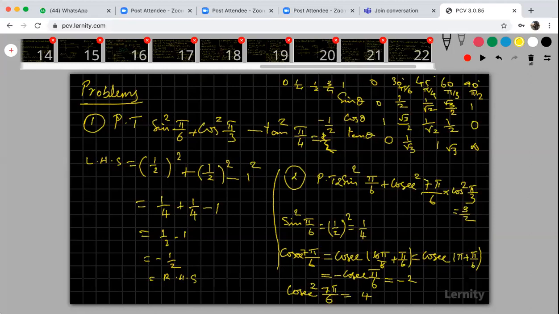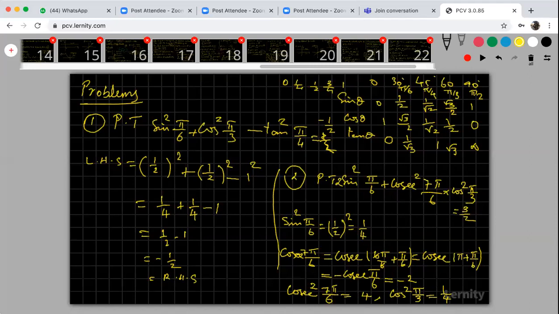Now come to the next one, cos square pi by 3. What is cos pi by 3? Cos pi by 3 is cos 60, and cos 60 value is 1 by 2. Cos square pi by 3 is 1 by 2 the whole square, that is 1 by 4. Therefore, sine square pi by 6 is 1 by 4, and cosecant square 7 pi by 6 is 4, and cos square pi by 3 is 1 by 4.